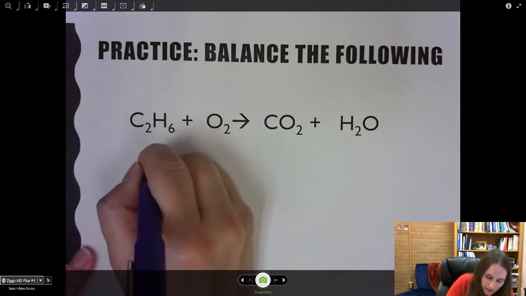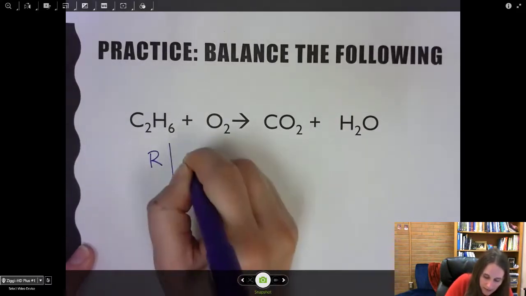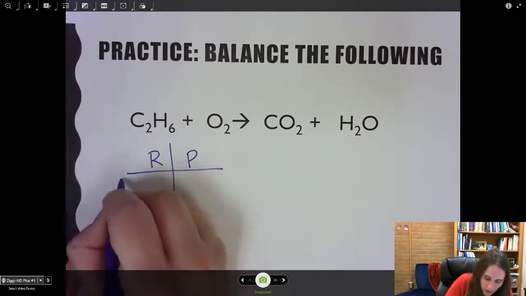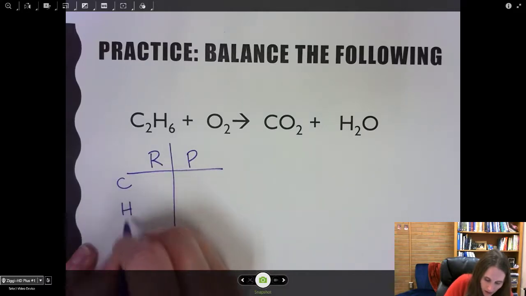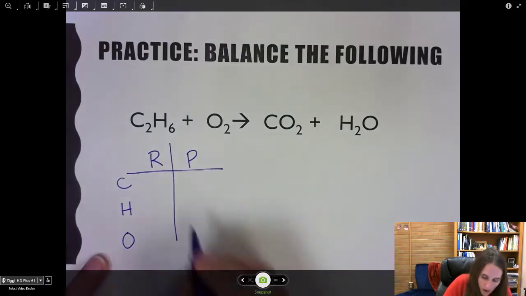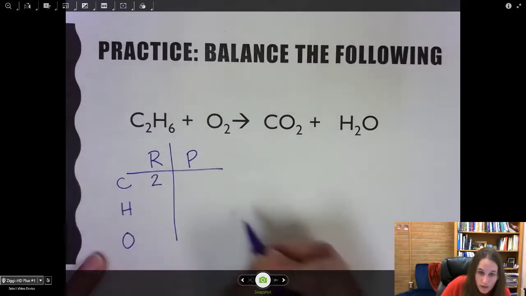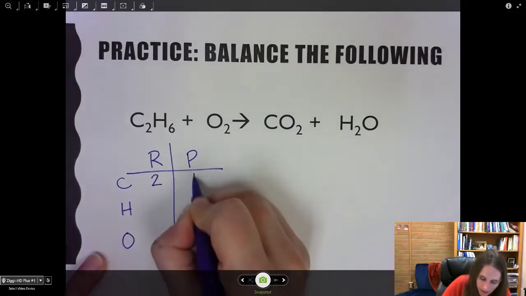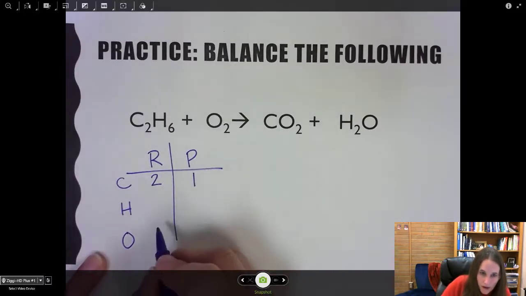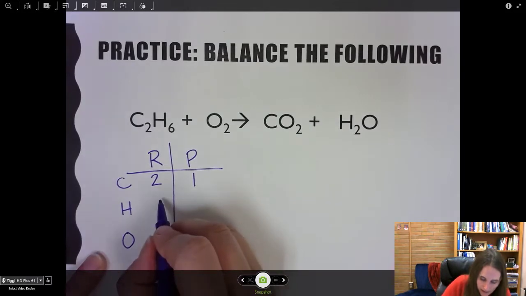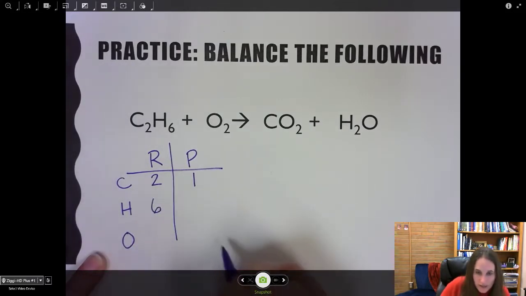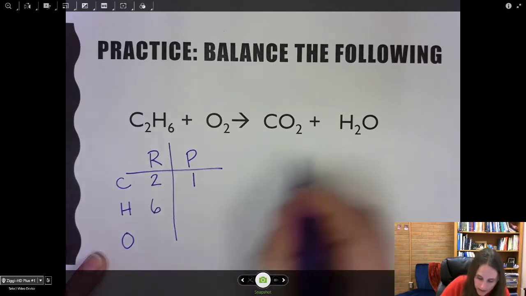So I have my reactant and my products. I have carbon, hydrogen, and oxygen to keep track of. On my reactant side, I have 2 carbon atoms. On my product side, I have 1. On my reactant side, I have 6 hydrogen atoms. On my product side, I have 2.